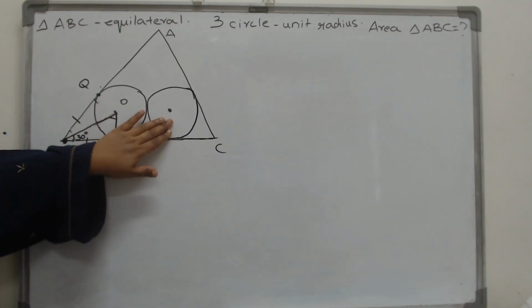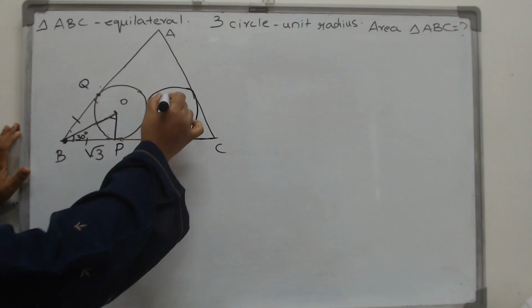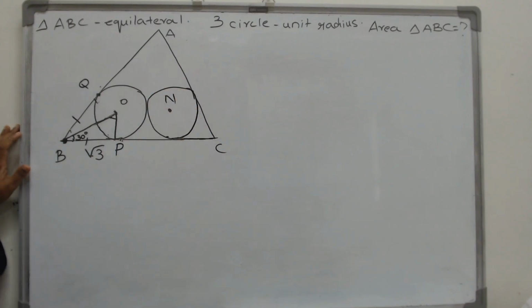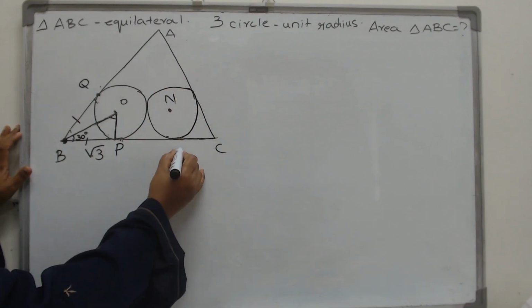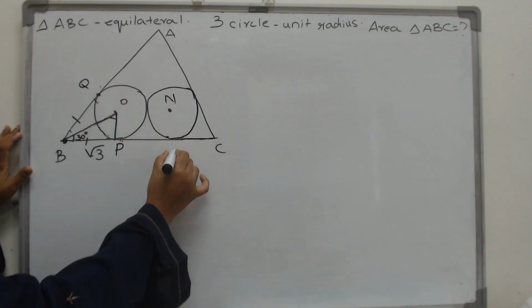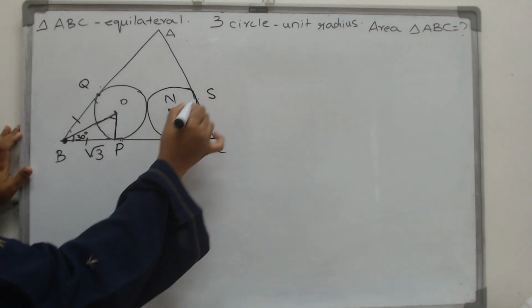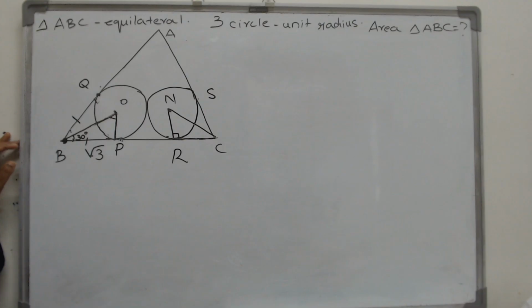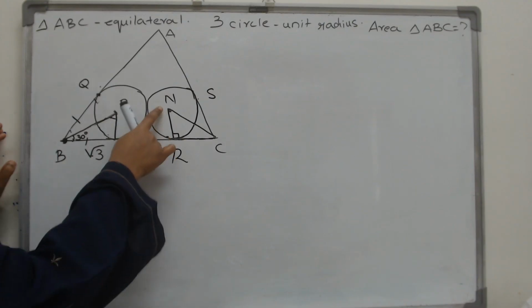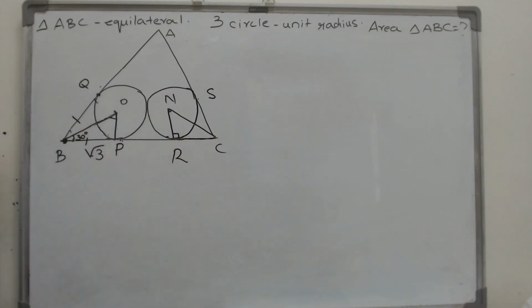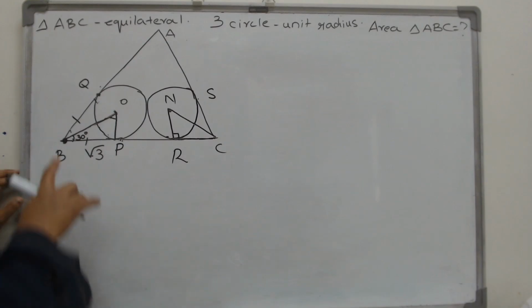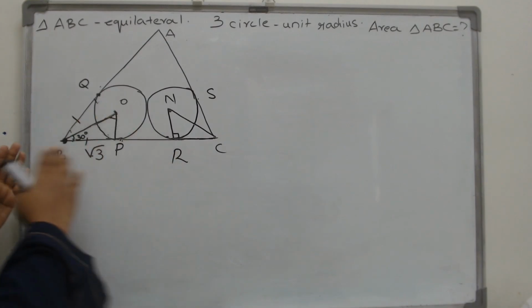Now let us put the second circle in its place. Let its center be at the point N. Let the points of contact with the circle be, say, R and S. Again, you will have a 90 degrees here, because at the point of contact, the radius and the tangent will be perpendicular to each other. Again, you will have a 30 degrees.